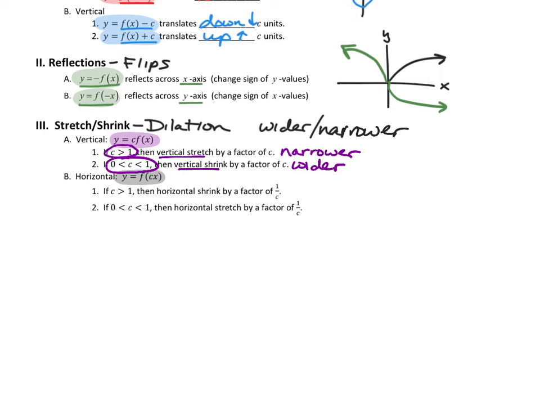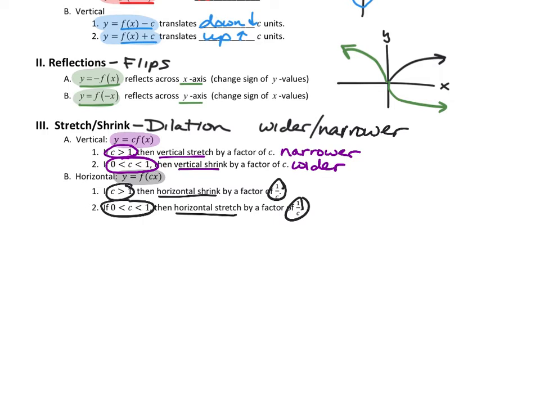Okay, with the horizontal stretches and shrinks, you're multiplying that scalar on the inside of the function, and the vocabulary switches. If your number is bigger than 1, it's called a horizontal shrink, but it's by a factor not of c, but of 1 over c. And if the number you're multiplying is a true fraction, between 0 and 1, then it's called a horizontal stretch, again by a factor of the reciprocal 1 over c.